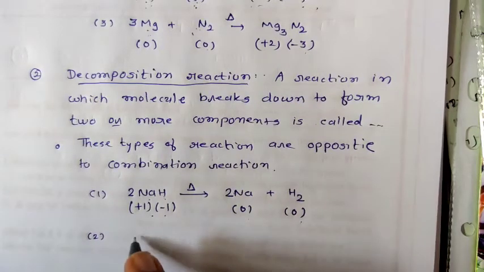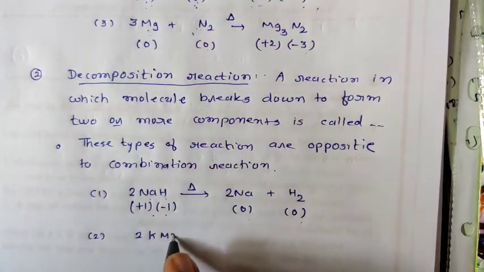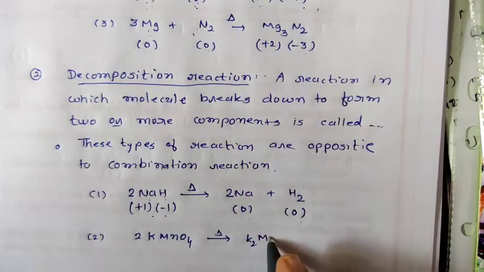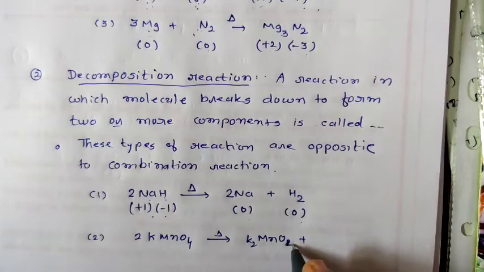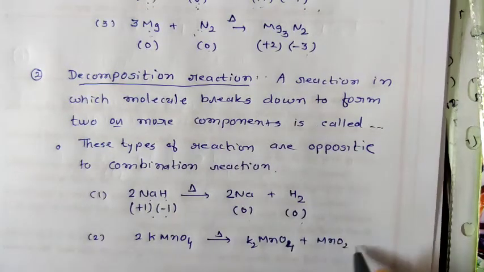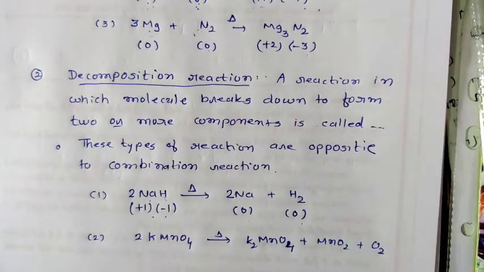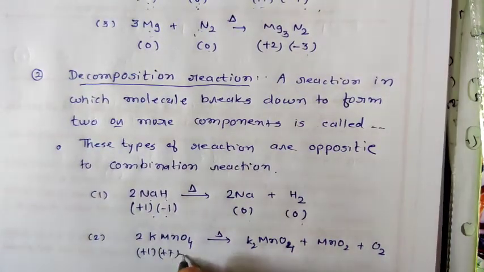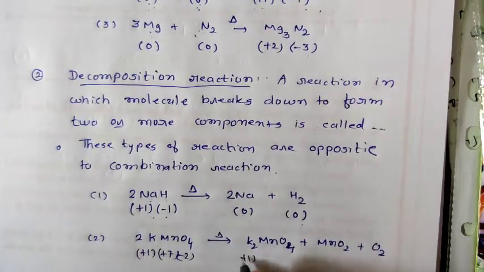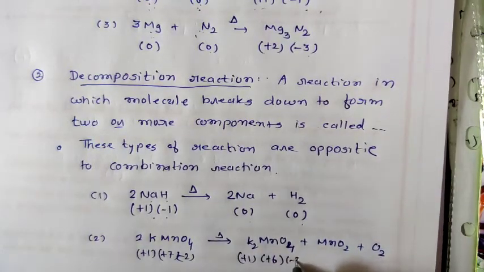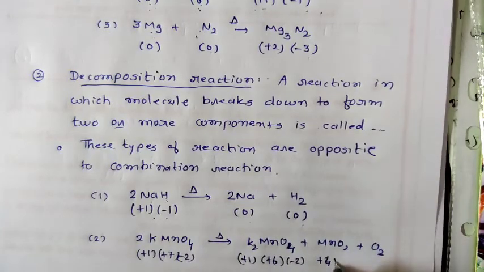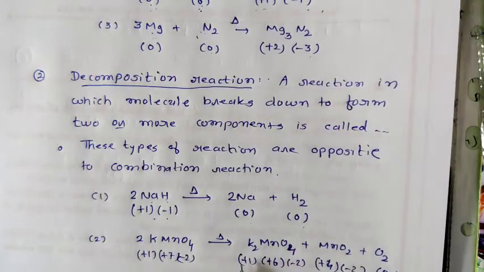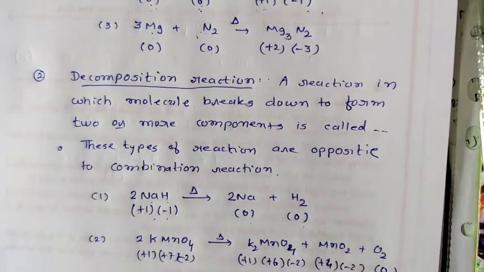I will explain another example for this. KMnO4 gives K2MnO4 plus MnO2 plus O2. Just see, this is plus 1, plus 7, minus 2, plus 1, manganese plus 6, oxygen minus 2, manganese plus 4, oxygen minus 2, and on this side oxygen is 0. I am calculating the oxidation states of all the elements. Is it clear to all?